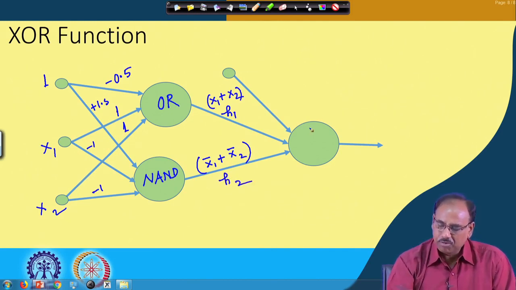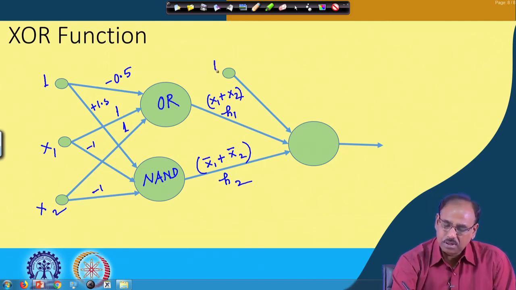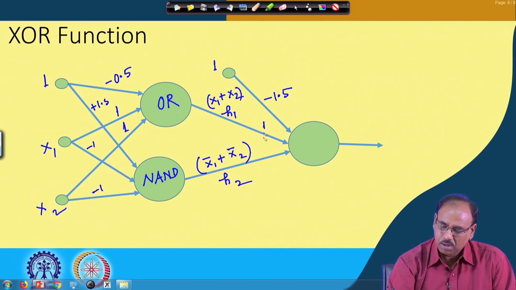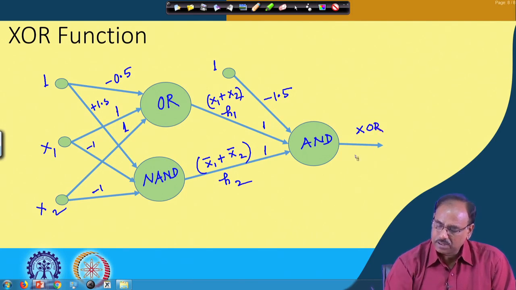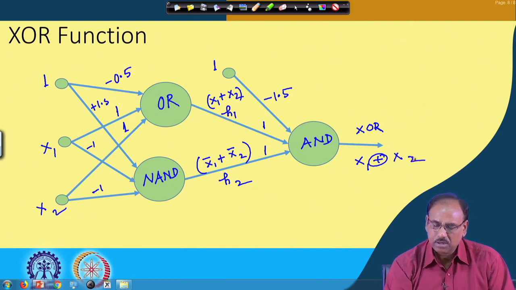And the third neuron in the second layer computes AND operation. So, here I have to have the weight vectors as minus 1.5, 1, 1. So, this performs an AND operation, and finally, at the output what I get is XOR of x1, x2.